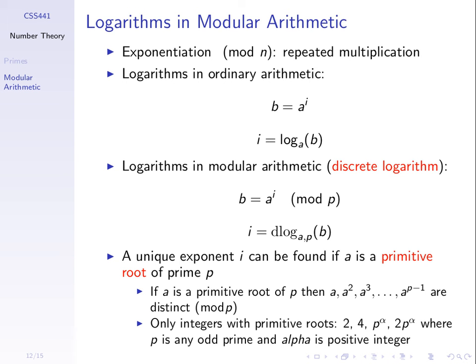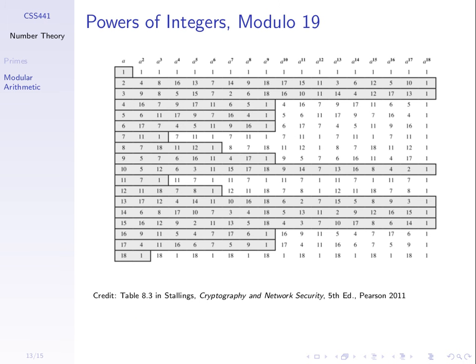This is for mod 19, prime p equal to 19, similar to what we did, but the textbook gives a picture. The primitive roots of 19 are, if you look closely, 2, 3, 10, 13, 14, and 15. All the numbers, when we raise them to the power of 1 through to 18, give us a unique set of answers. There's no repetition in the answers.